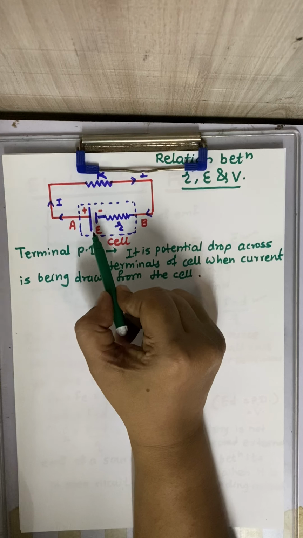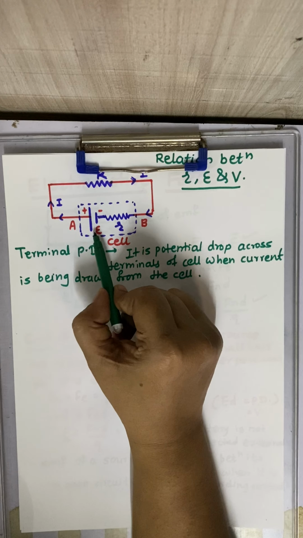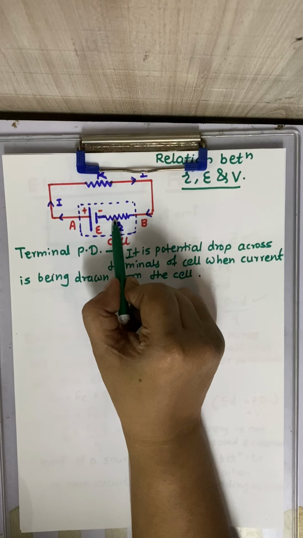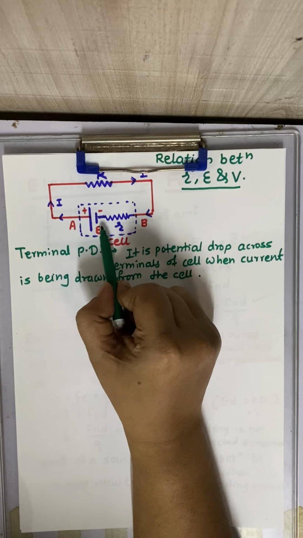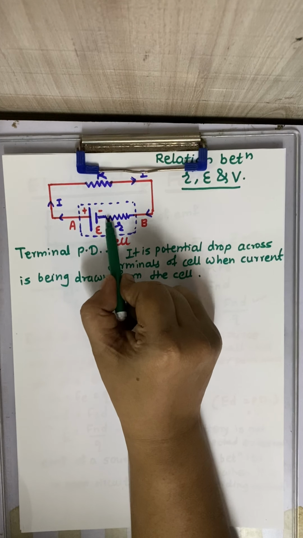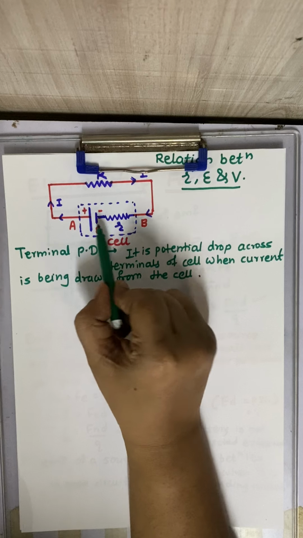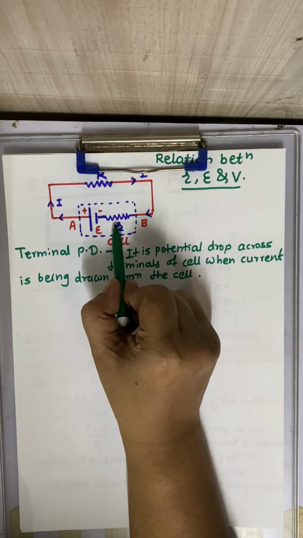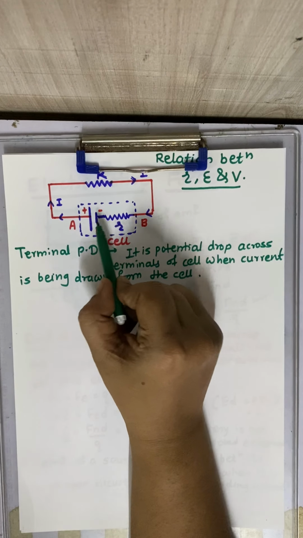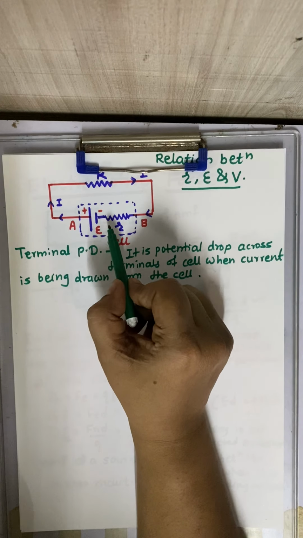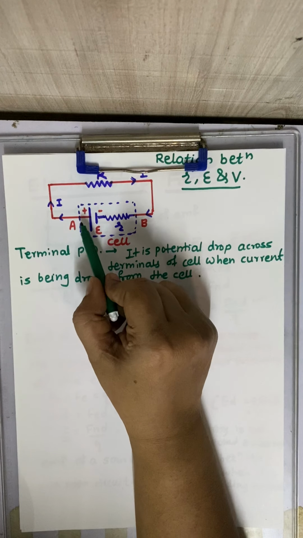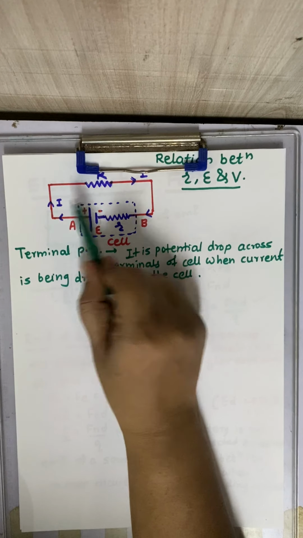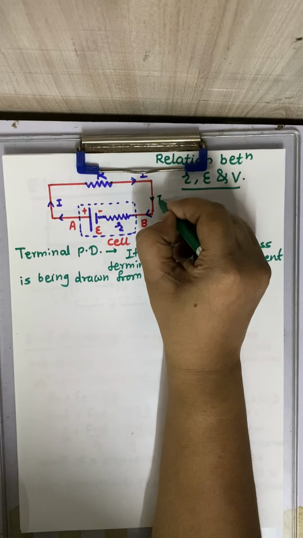For that we are considering the cell having EMF E, and it is also having the internal resistance r. Actually the internal resistance is of the cell, but I have shown it separately, represented by small r, and this assembly together is called a cell. Actually it is one and all. This cell is connected to the external resistance capital R, and the constant current I is flowing through the circuit in this direction.